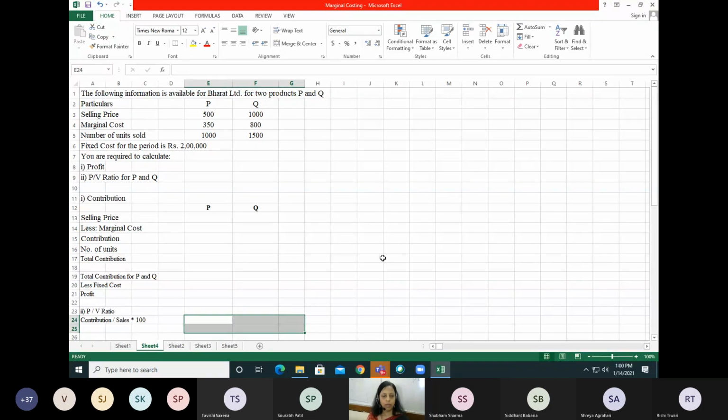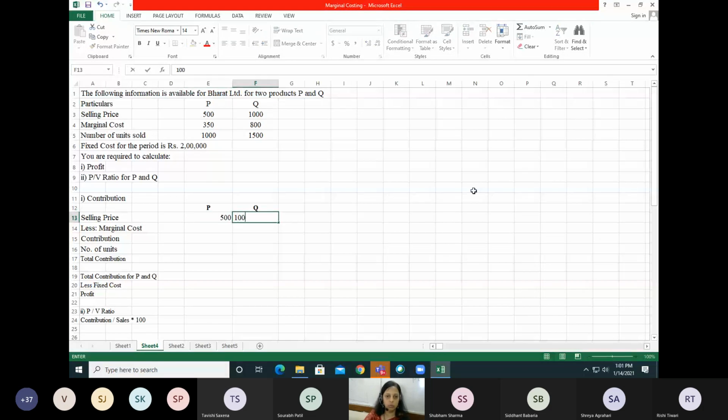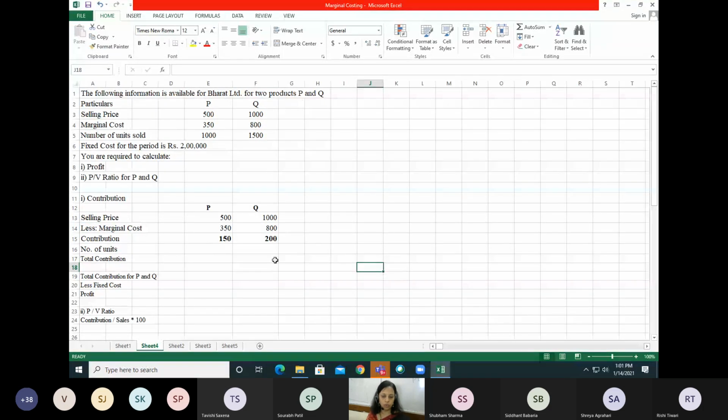Okay. So the formula of contribution is selling price minus marginal cost. In this question, again they have given per unit. So make two columns, product P, product Q. Selling price of P 500, selling price of Q 1000. Marginal cost per unit 350 and 800. Now contribution: selling price minus marginal cost, 150 and 200. Have you followed?